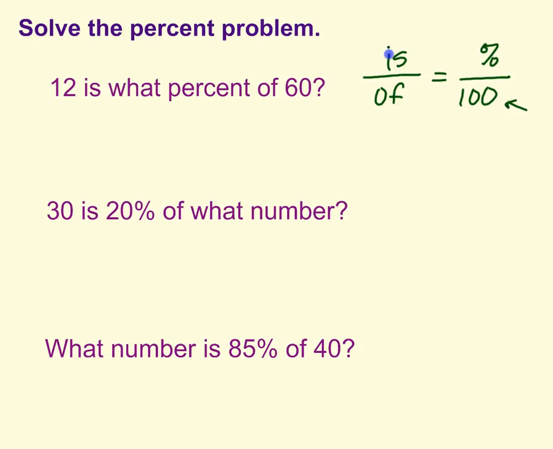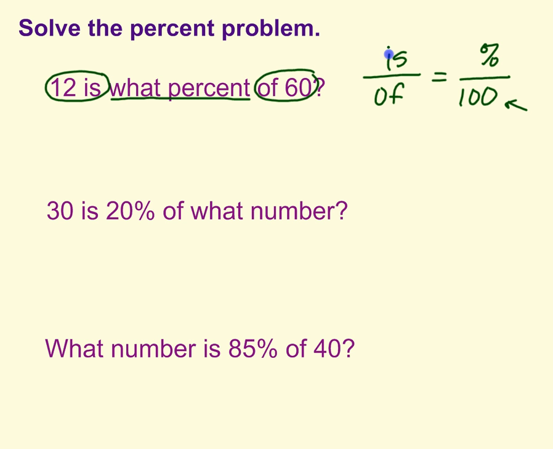So the way that these are all written, we should have an is and an of, a percentage, and be able to figure out where each value goes. So let's run through these. We have 12 is what percent of 60? So do you see how it says 12 is? So there's my is. What percent? That's the thing we don't know. That's where x is going to be. And then of 60. So 60 is the of value.